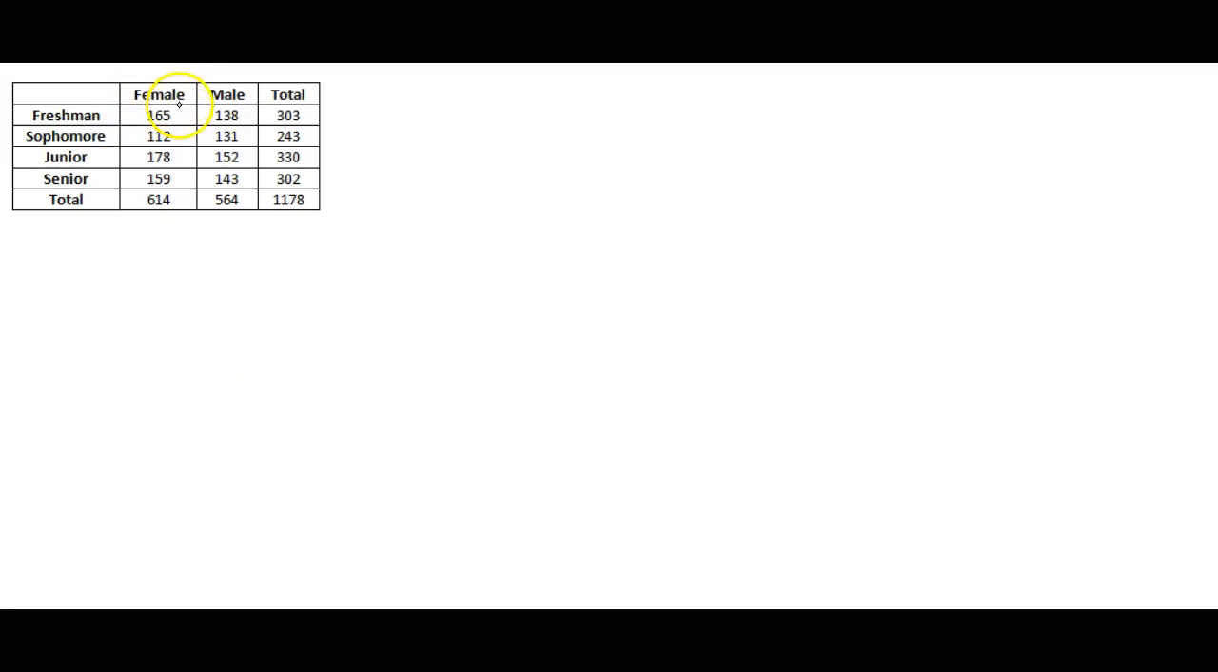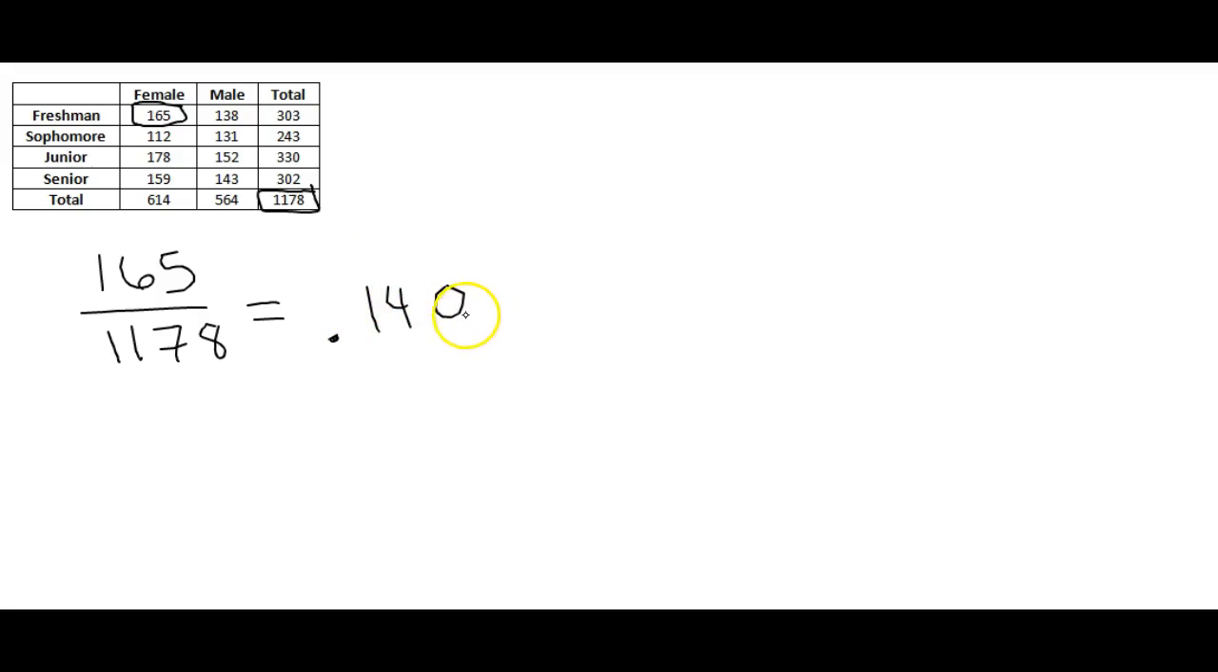So female and freshman is 165. Those together consist of all the females who are also freshmen. The total student body is 1,178. If we divide these two, 165 divided by 1178, that gives us our probability, what we wanted, over the total amount. So let's say we do this as a percent. We do have to get the decimal first. It's 0.140. So if we multiply that by 100, it gives you 14.0%.